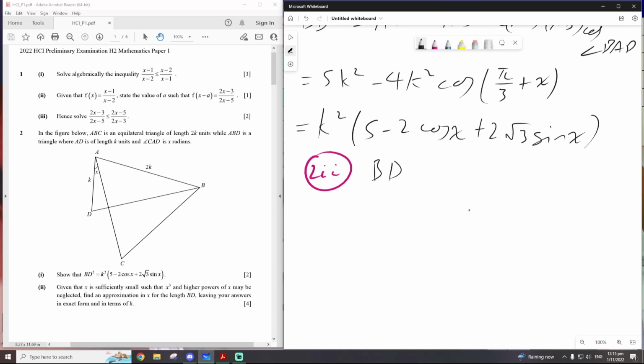So BD is approximately, so we square root this, k square of this. We're going to use the small angle approximations for cosine and sine. So what I will get is 5 minus 2 plus x squared. And then for this one, sine x is approximately x, so you get plus 2 root 3 times x. Okay?